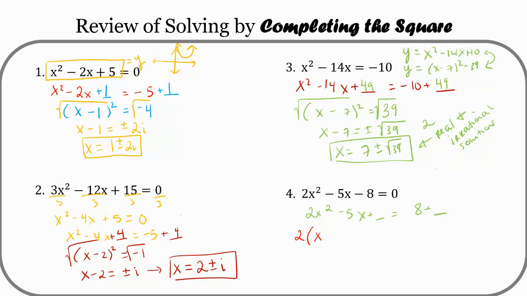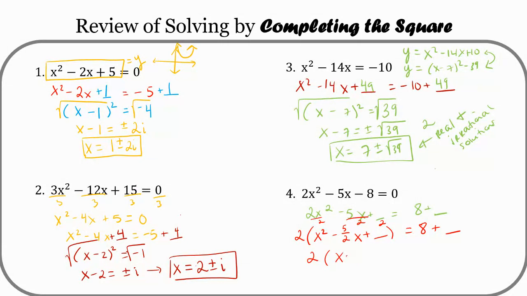So I've got 2 times x squared minus 5 halves x plus something equals 8 plus that same something. But I need to remember I factored it out of every single number here. Every single one. So that 2 will stay there for a few minutes. And I guess I could have just divided everything by 2 also. I just figured I would do it this way.